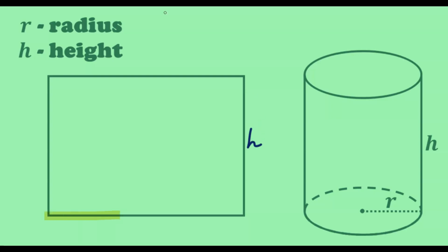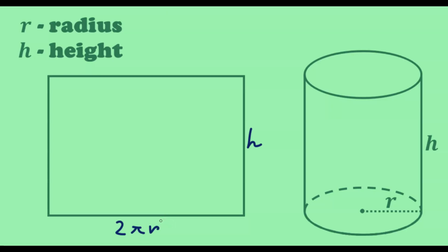Next, consider this side of the rectangle. Now, this side is actually obtained from this circular base over here, and the circumference of a circle is 2 times pi times the radius. So that means that the circumference of the circular base will be 2 pi r in this case, and so the length of this side of the rectangle will be 2 pi r.